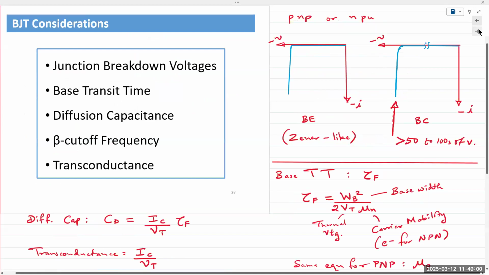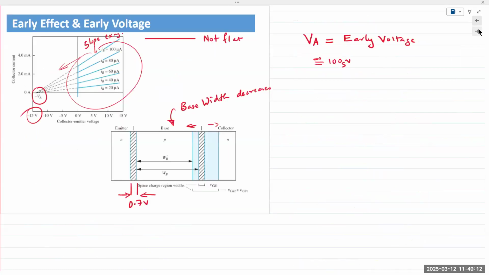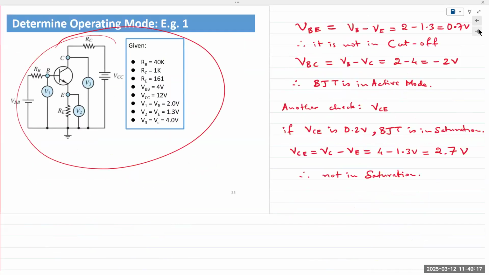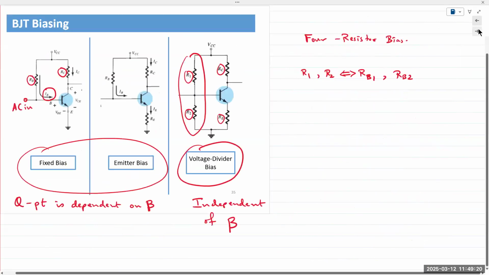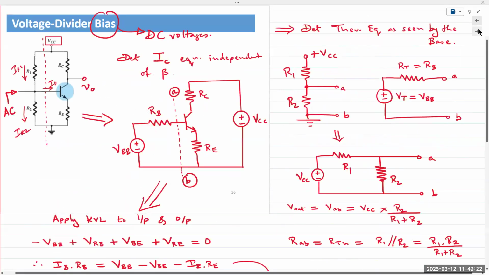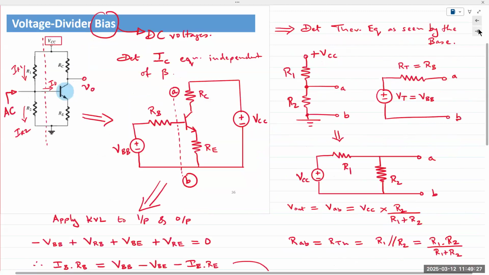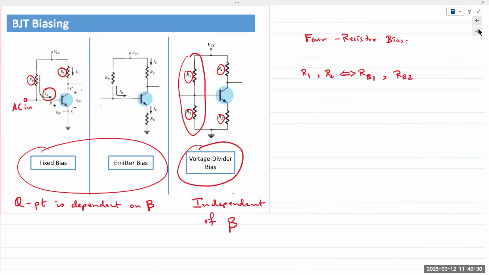All right, then we have short answer questions based on fundamentals and concepts. So there might be smaller problems based on these equations and these terms. Then you have the early voltage, operating mode determination, a couple of examples, biasing, voltage divider bias, so CE amplifier and biasing circuits. Biasing, I'm not going to separately assess biasing circuits. It's part of the problem itself.